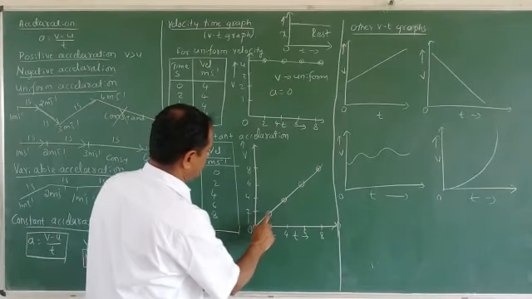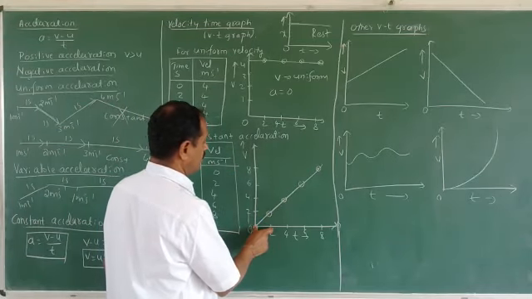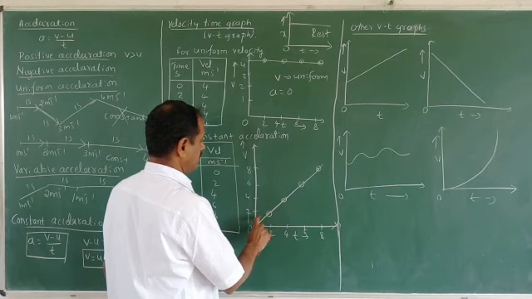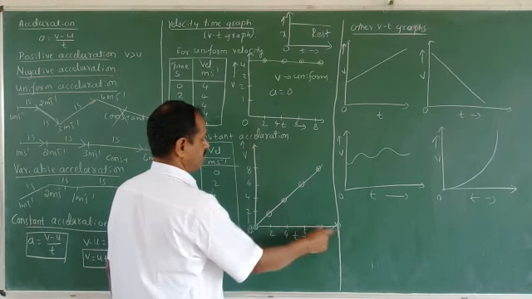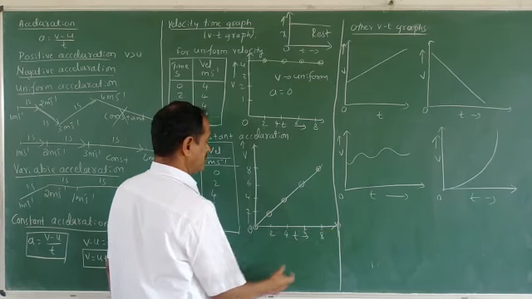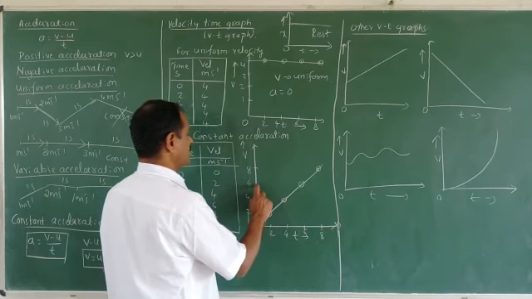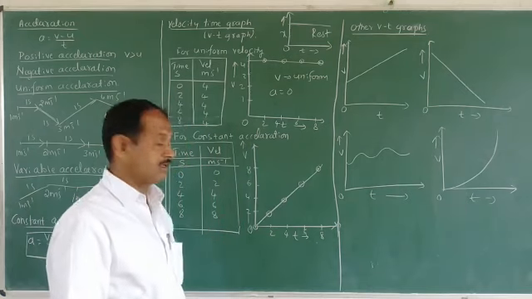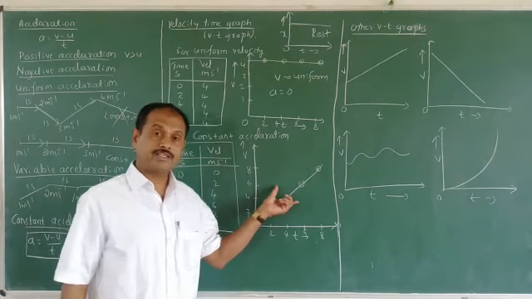If the velocity changes by equal amounts in equal intervals of time, 2 meters per second, 2 meters per second, 2 meters per second change. Now this is for constant acceleration.